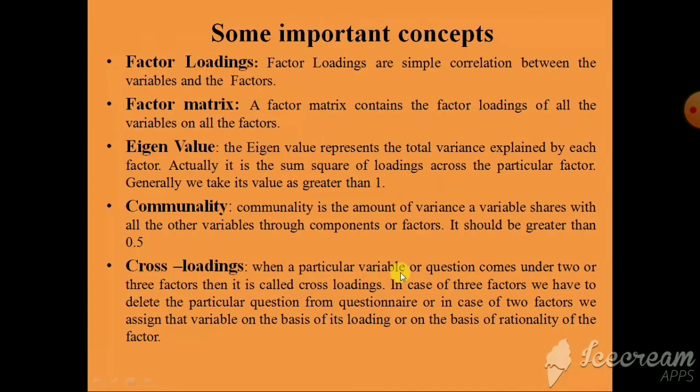Cross loadings. When a particular variable or question comes under 2 or 3 factors, then it is called cross loadings. In case of 3 factors, we have to delete the particular question from the questionnaire. Or in case of two factors, we assign that variable on the basis of its loading or on the basis of rationality of the factor or the factor's name. That means on the basis of the name of the factor, we can assign that particular variable which has cross loadings in two factors.